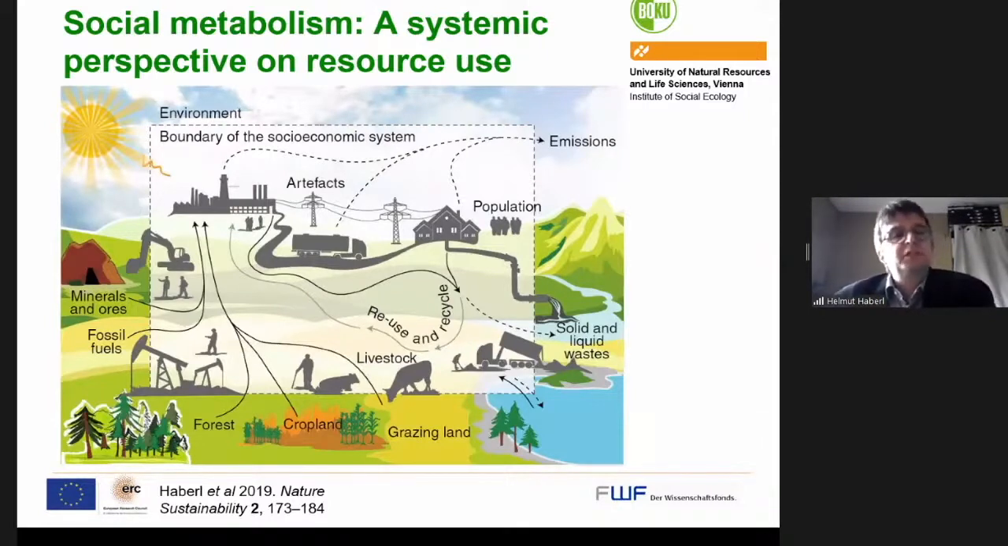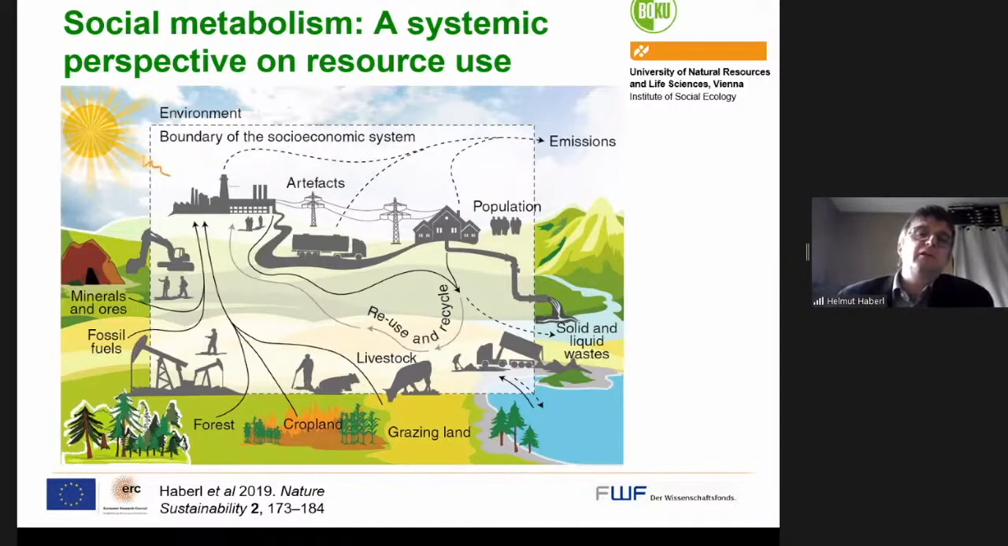And in this picture, you see a factory, you see a road and a lorry driving on the road, and of course houses where people live, which leads to, on the one hand, perhaps some reuse and recycling flows, but on the output side, of course, to emissions and wastes. And I will give you an overview of the global picture.